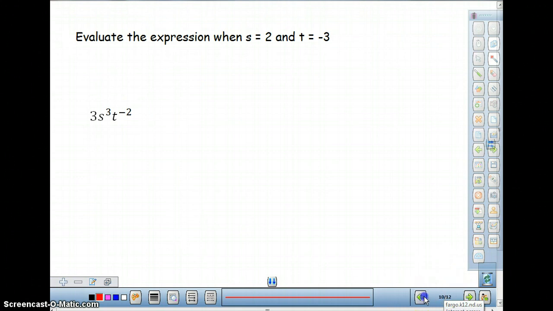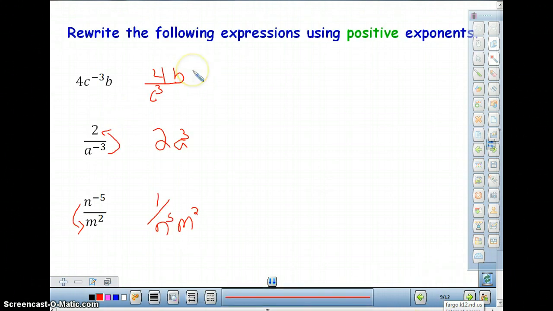Okay, things are way more confusing right now, now that we're talking about negative exponents and making them positive. So you need to make sure that you watch the next video on this, and then raise your hand if you have questions.